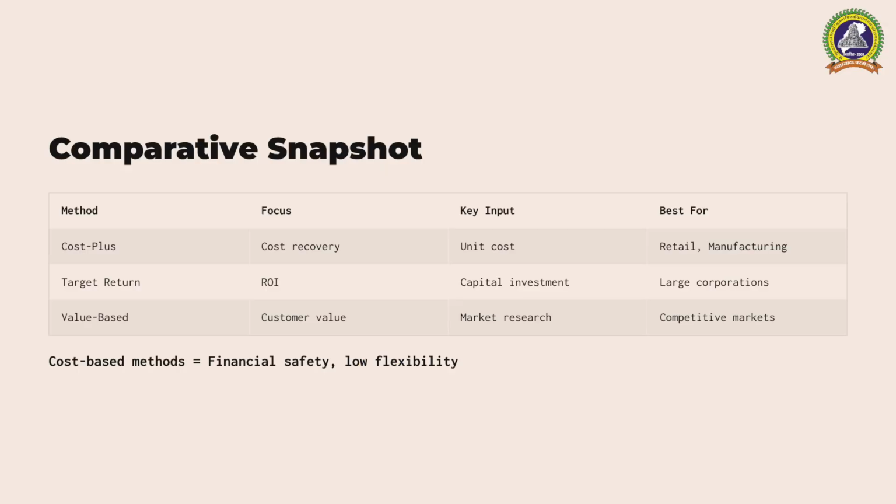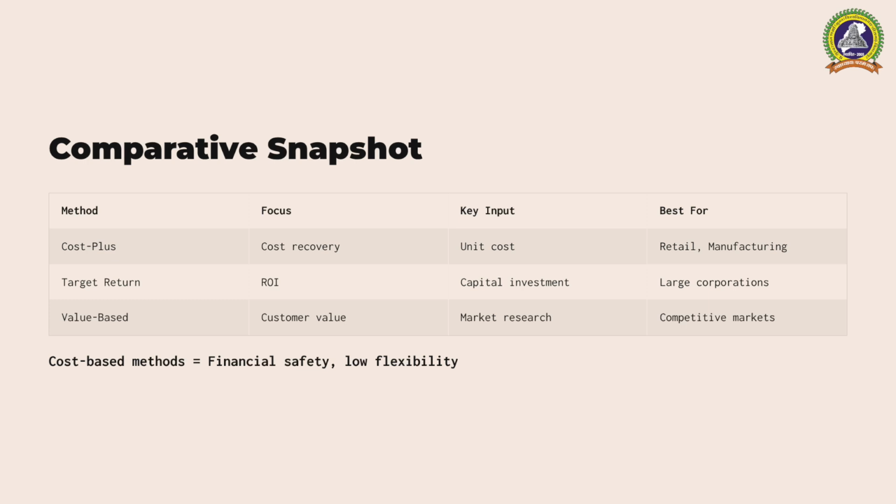To conclude, let us place these methods side by side with value based pricing, which we will study later. Target return pricing is focused on return on investment and uses capital as its key input. It is rigid and best for capital intensive sectors. Next one is cost plus pricing, which focuses on cost recovery and uses production cost as its input. It is also rigid but simpler, making it best for retail and small manufacturing. In contrast, value-based pricing focuses on customers and uses market research as its input.